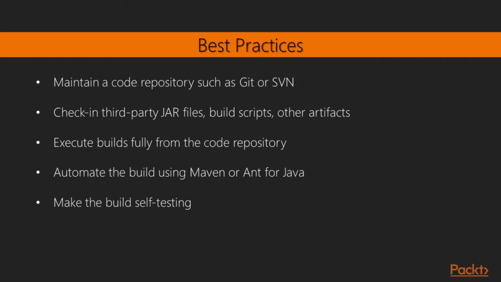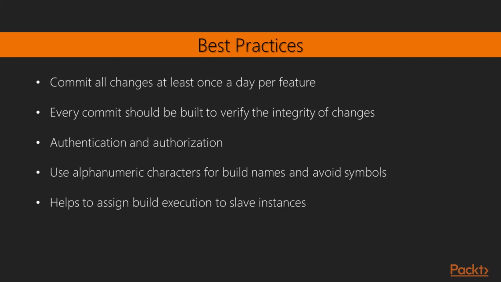Check in third-party jar files, build scripts, other artifacts, and so on into the code repository. Execute builds fully from the code repository. Use a clean build. Automate the build using Maven or Ant for Java. Make the build self-testing. Create unit tests. Commit all changes at least once a day per feature. Every commit should be built to verify the integrity of changes.